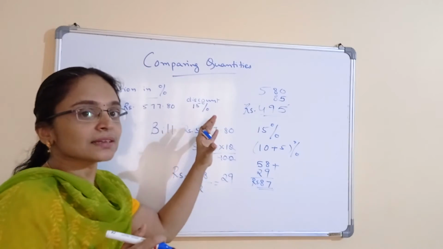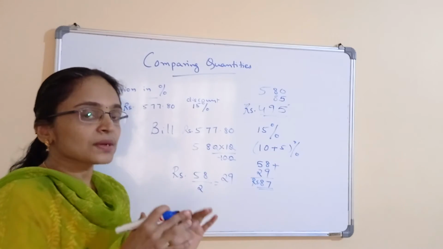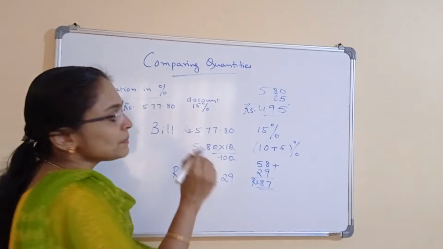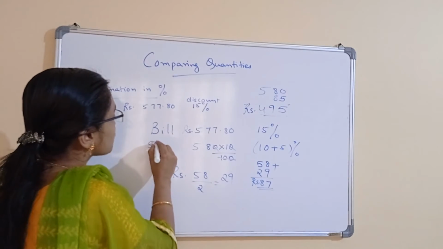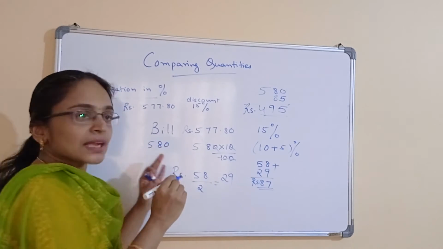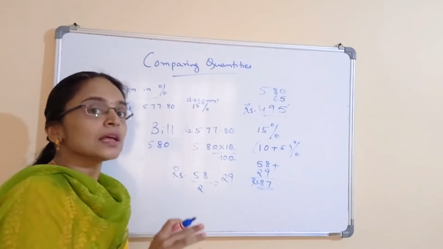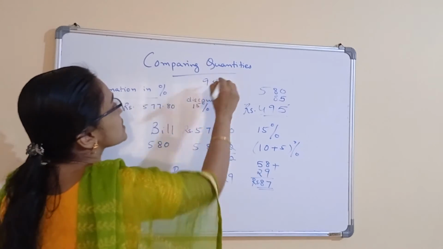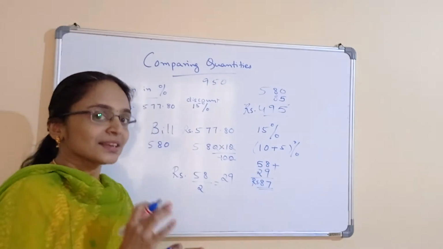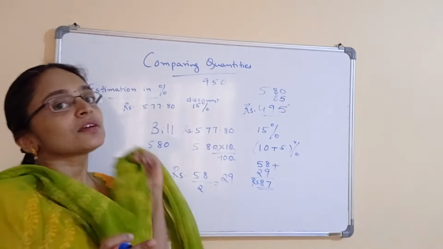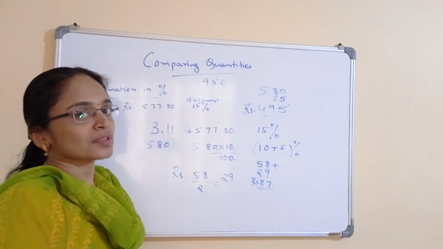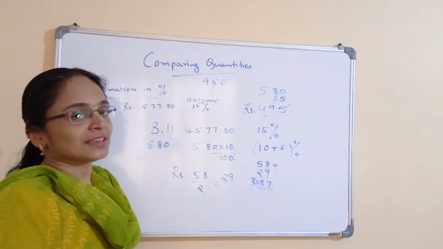So 15% can be split into 10% and 5%. Find 10% of that. 10% is easy because if it is 580 rupees, 10% of 580 is 58. Let us say 950. What is 10% of 950? It is 95. And 15% means 95 plus half of this. Okay, half of 95, that is 47.5.